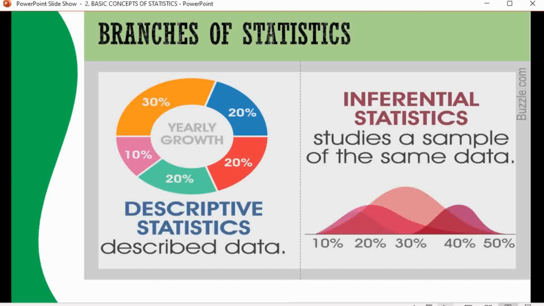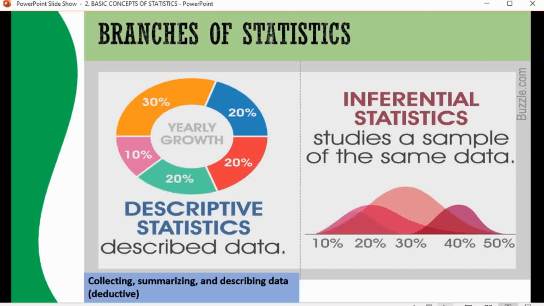To summarize, descriptive statistics describe data. So what does it do? It collects, it summarizes, and of course describes. The method used here is the deductive method, meaning we focus on the general aspect of the data. Inferential statistics, on the other hand, uses a sample of the data.